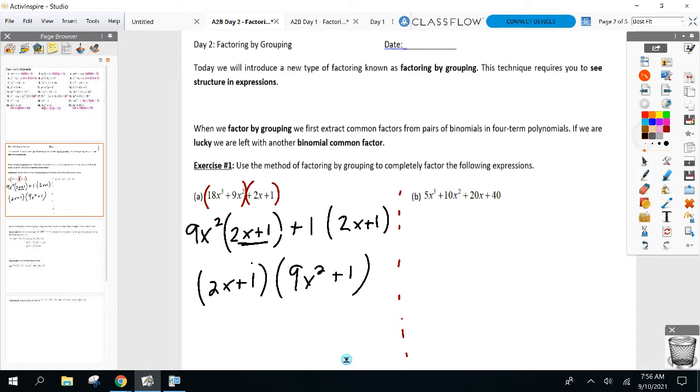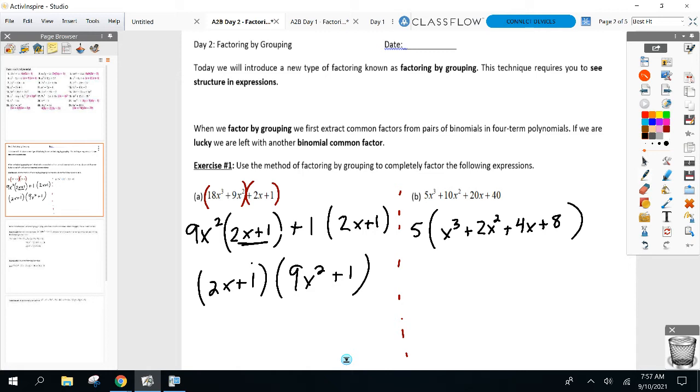I can take a 5 out here. Take out a 5. Can I take out an X? No. Why not? Because the 40 doesn't have it, right? So no. So take out, ready? Here we go. Take out the 5. X cubed plus 2x squared plus 4x plus 8. Looks good? Did I do my math right? Yep. All right, no more GCF.